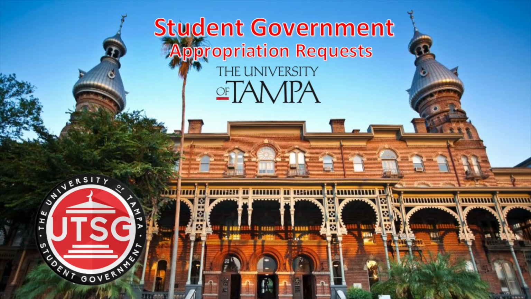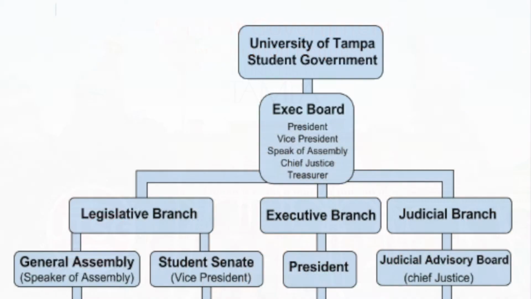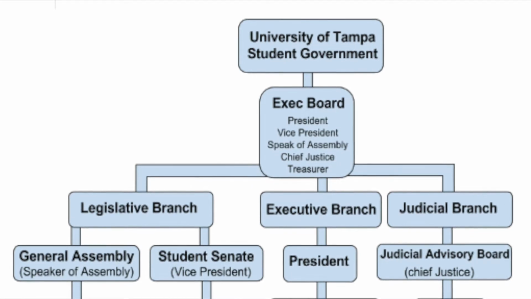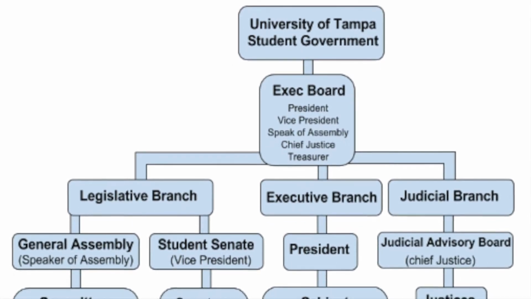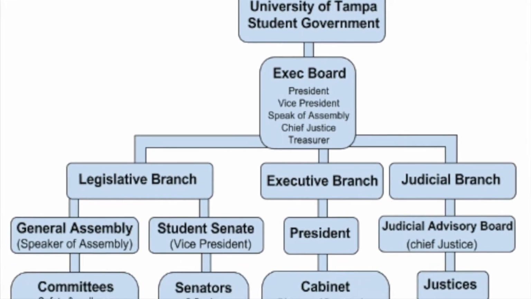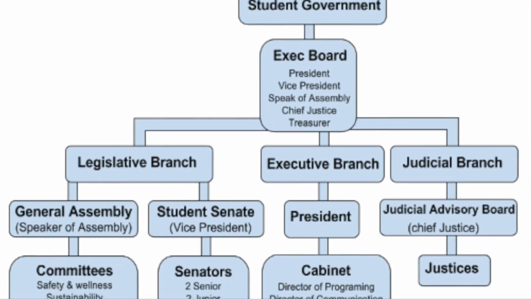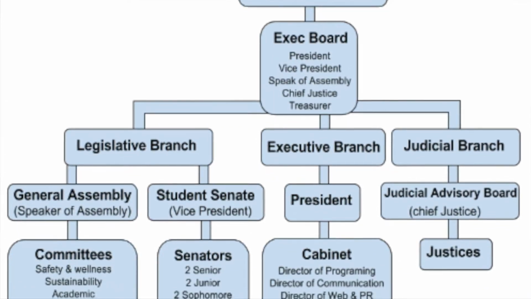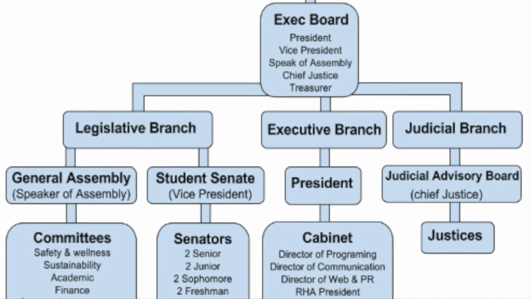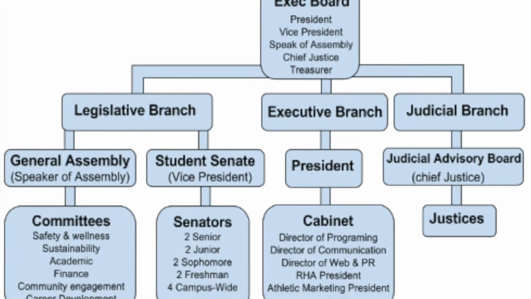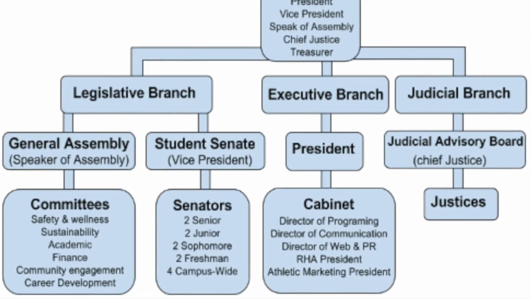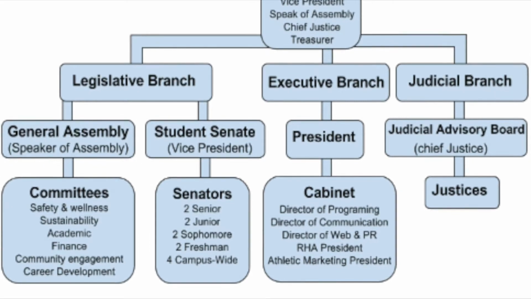Let's begin with a brief description of student government and how appropriations work. Student government's main purpose is to fund student activities and organizations. It is separated into three branches just like the United States government. There's an executive branch, a judicial branch, and a legislative branch. The executive branch includes the President's Exec Board and the Cabinet Board. Judicial branch is in charge of upholding the SG's Constitution and its bylaws. The legislative branch votes on appropriations and creates bylaws for SG.